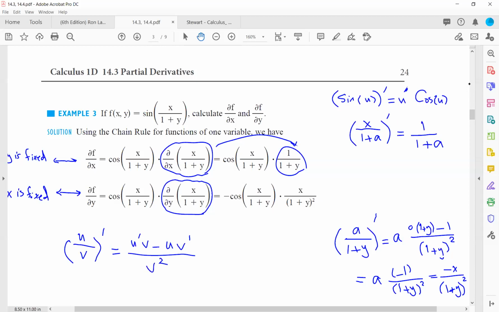So the derivative of x over 1 plus y with respect to y is a quotient expression, negative x over 1 plus y squared. And the derivative of sine, as we mentioned before, is just cosine. So you'll copy down cosine of x over 1 plus y. And these are the partial derivatives of the function with respect to x and with respect to y.